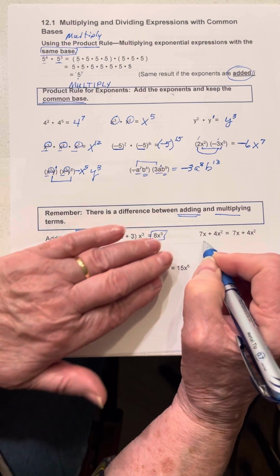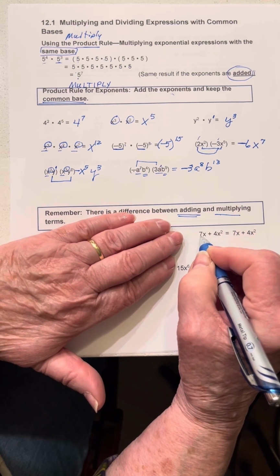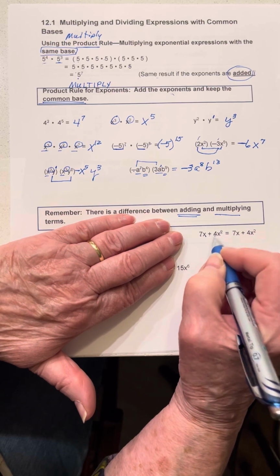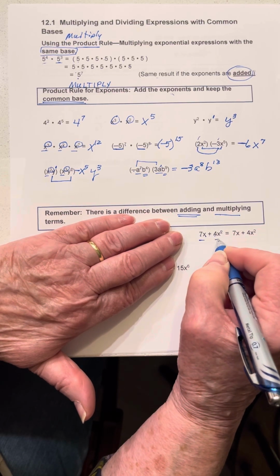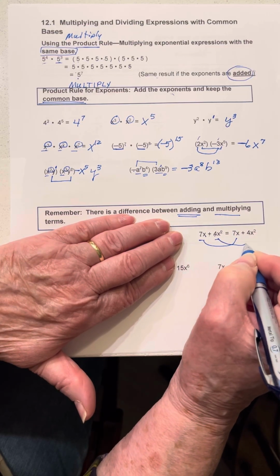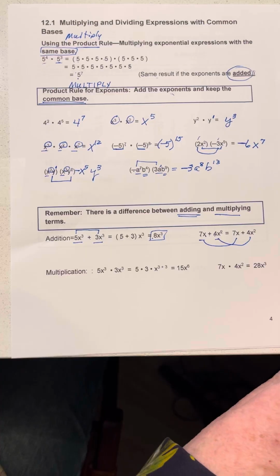Here's another one. We have 7x squared plus 7x plus 4x squared. These are not like terms, so we can't combine them. So we end up with the very same thing that we had to start with.